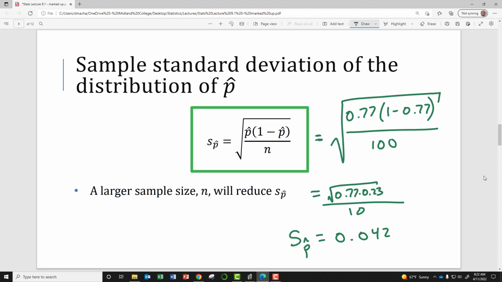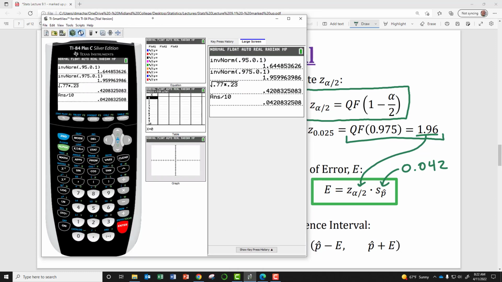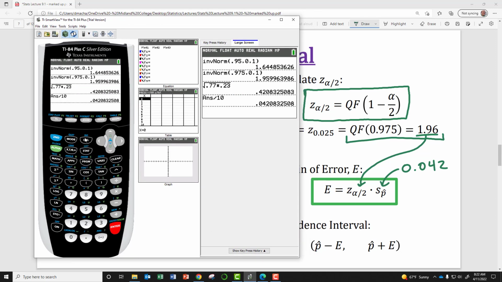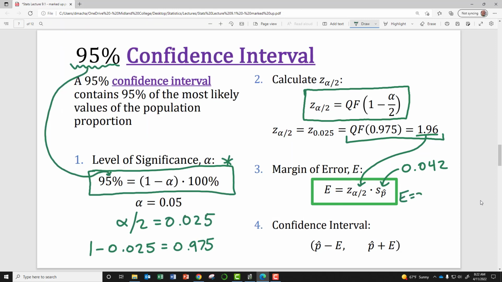That is my lowercase s subscript p hat, and what I'm going to put in here is 0.042. So then my confidence interval for my example is going to be p hat minus the margin of error. Well, let me first calculate that margin of error, I suppose. So I'll put in 1.96 times 0.042. Really, it should be 0.0421 because that 8 will round up, but it shouldn't change the answer too much. And I get about 0.082.